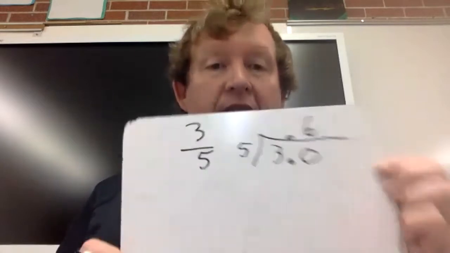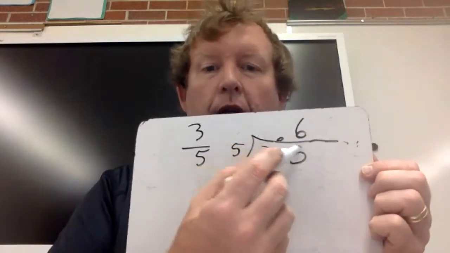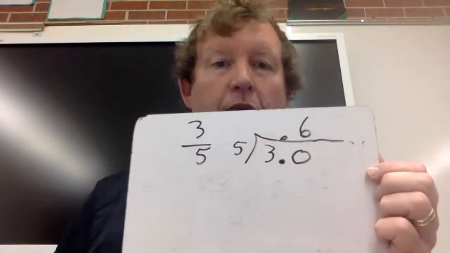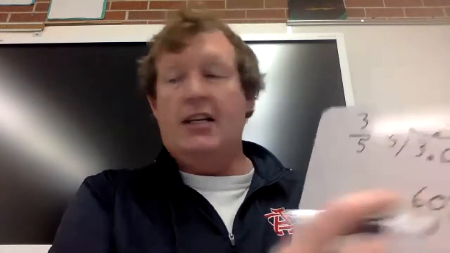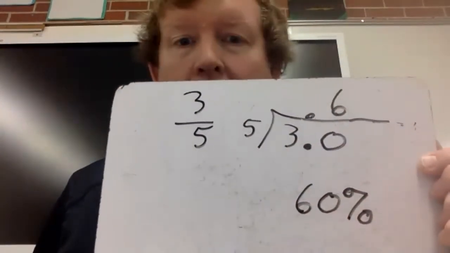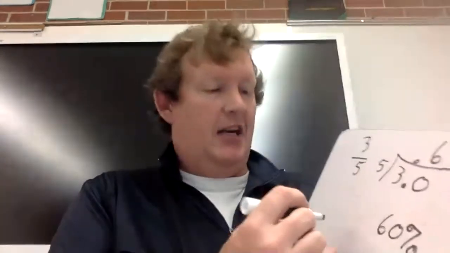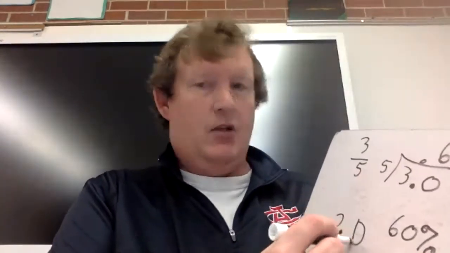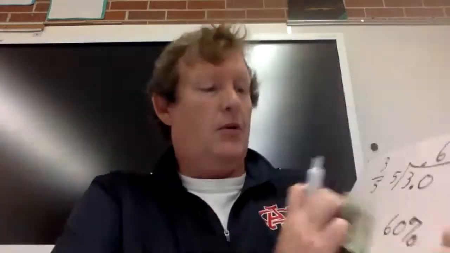What would my percentage answer be then? That means I have to take my decimal and move it to the right two places. 60%. Is there a 60% over there? Yeah. Yep, it's D, right? So number two, the answer is D. Okay, number three, moving right along.